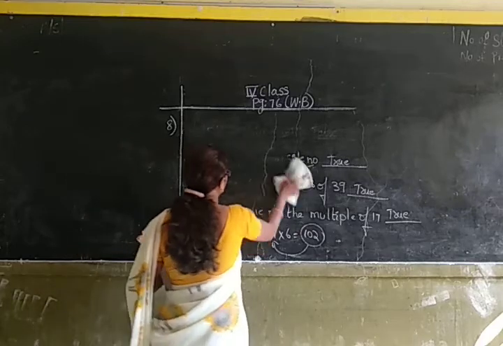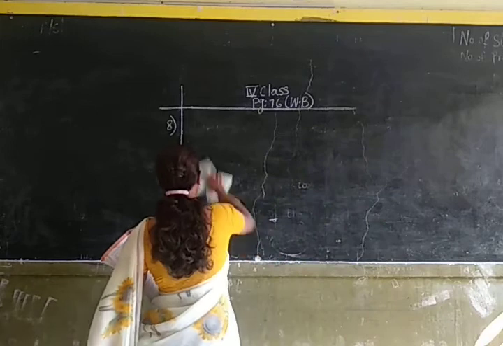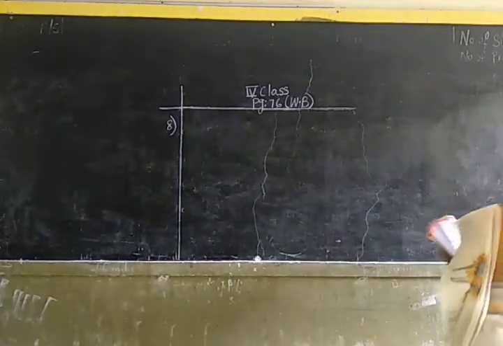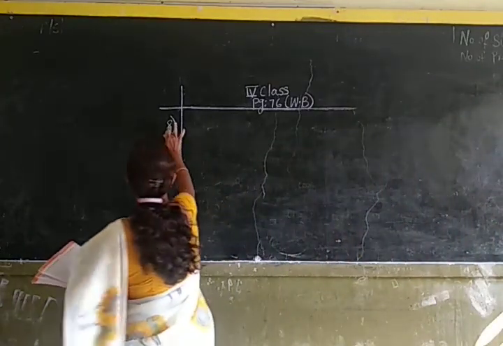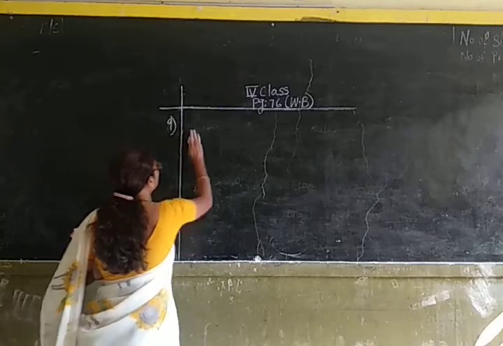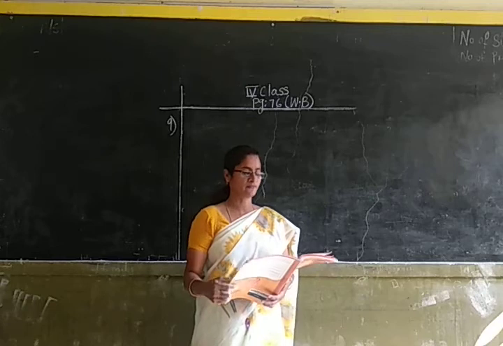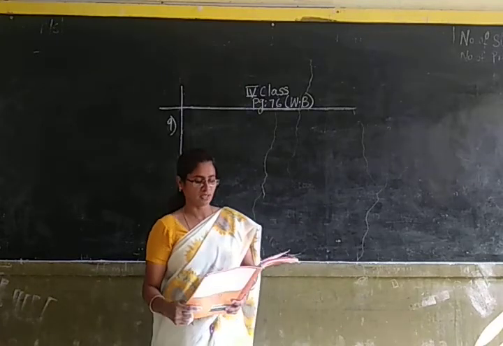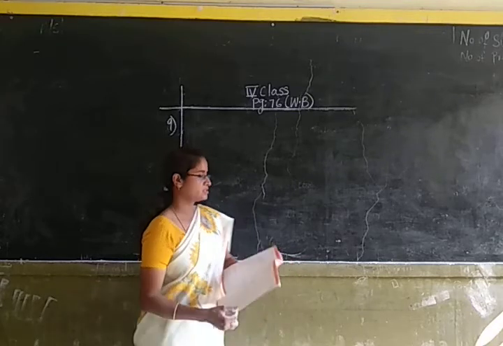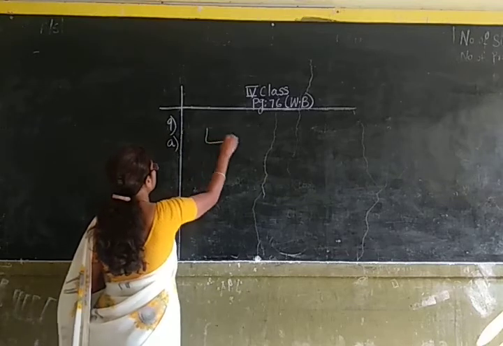Now let us do the ninth sum. Find the prime factors of the following. Here some numbers are given and you have to find out the prime factors. Okay, children. Let us do the A sum. The first number is 16.